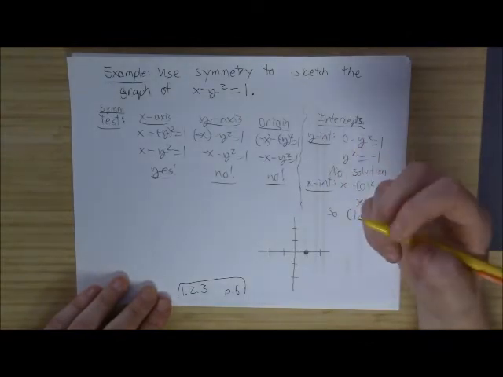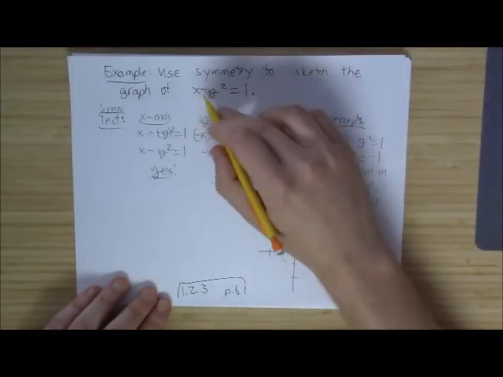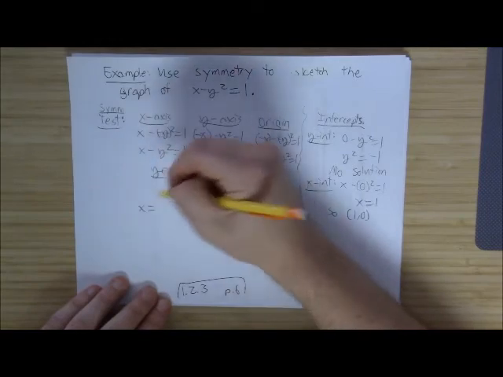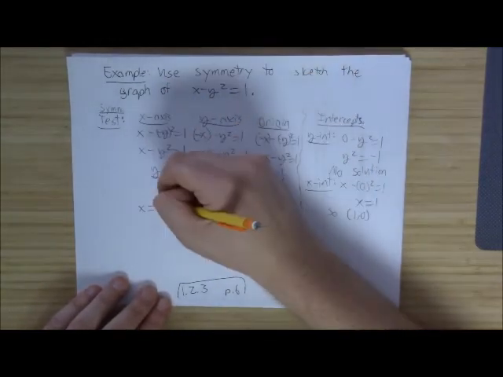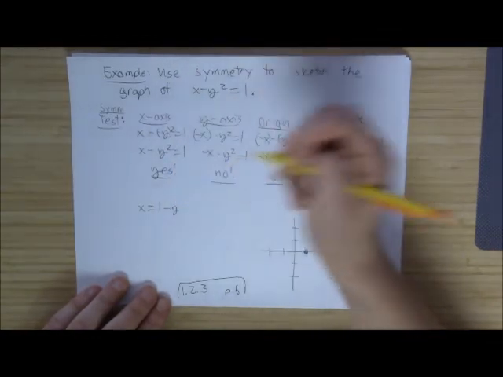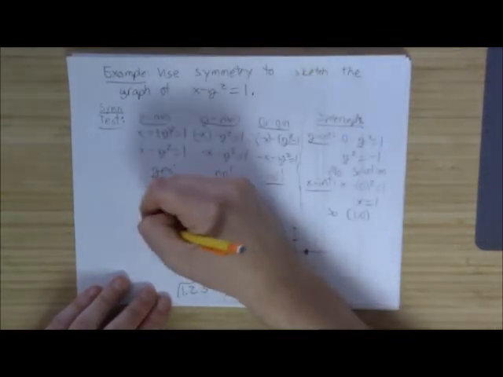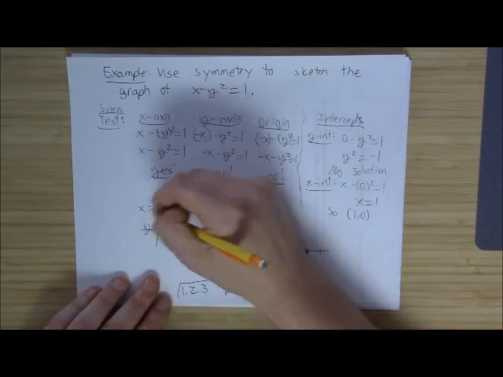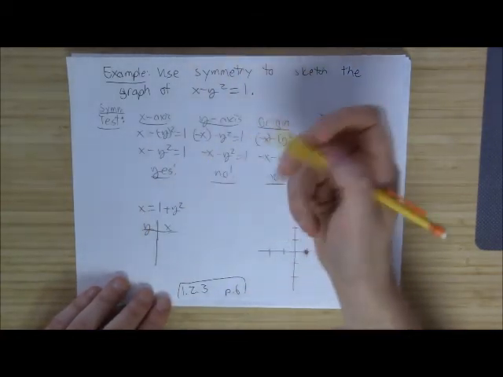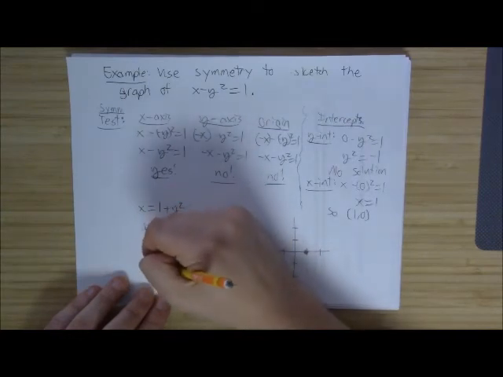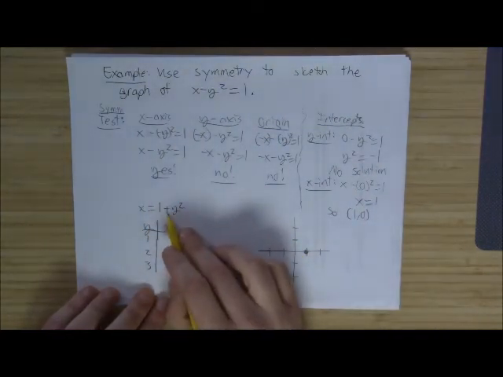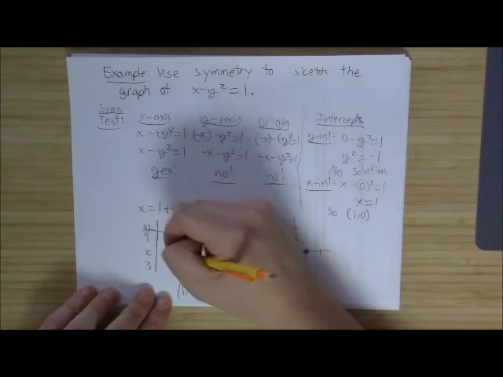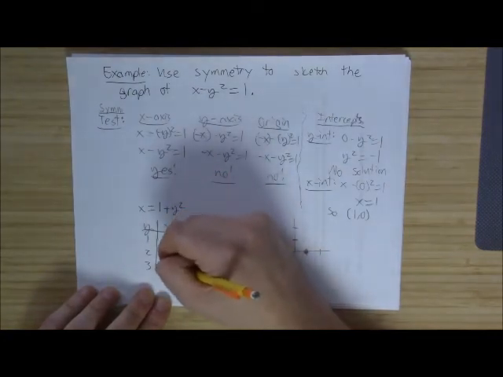Using the point plotting method, let's solve for x in terms of y. So x equals 1 plus y squared, and now what we're really doing is thinking of x as dependent on y. So let's pick y values: 1, 2, and let's even go up to 3. When we do that, we get 1 plus 1, which is 2. 1 plus 4 is 5. 1 plus 9 is 10.